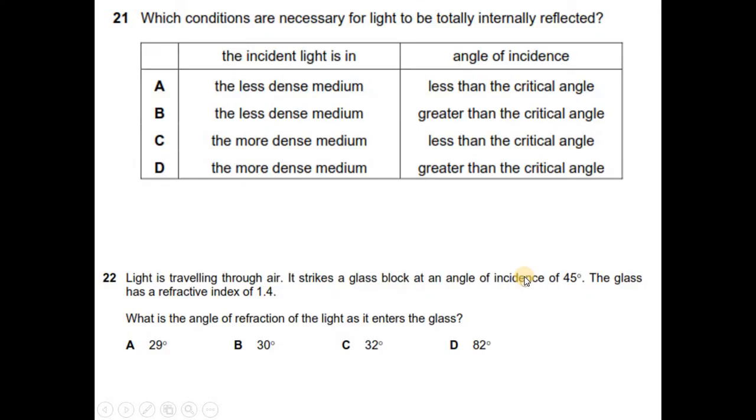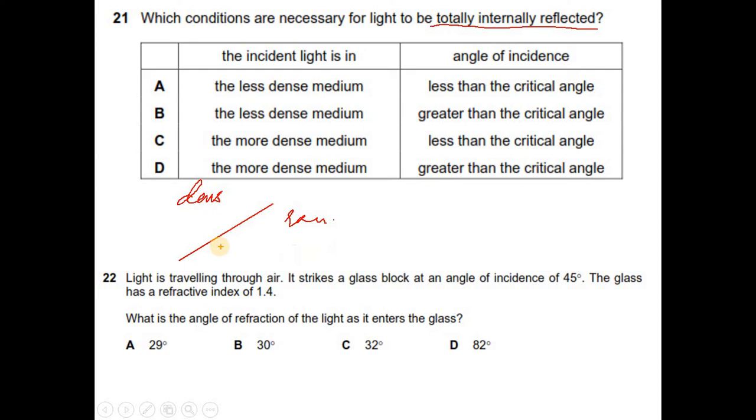So let's start. Question number 21: which conditions are necessary for light to be totally internally reflected? So remember, whenever they talk about total internal reflection, the ray of light should be entering from a high refractive index medium to a low refractive index medium, or from a dense medium to a light or rare medium.